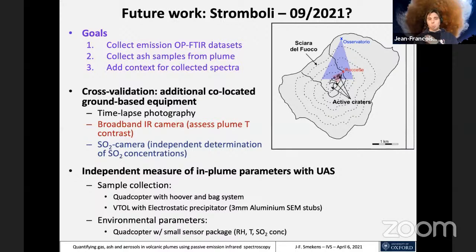collect more data, of course, but then also cross-validate these with co-located ground-based equipment such as broadband infrared cameras or SO2 cameras, and then increase our efforts to do the independent validations with in-plume sampling of ash, but also ash, gas, and other parameters.